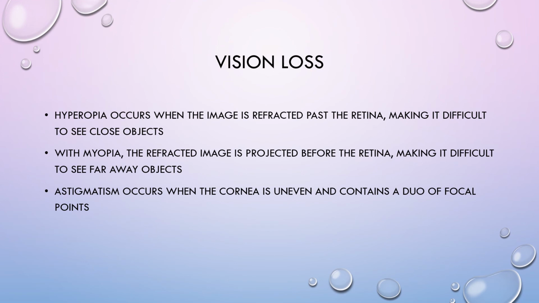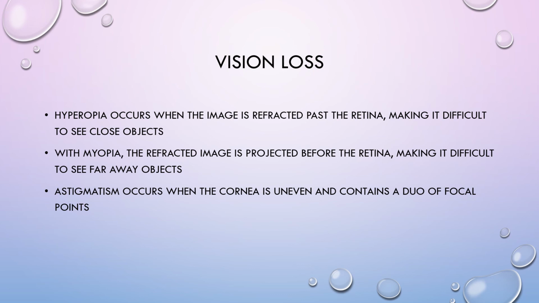Vision loss. Blurry vision is usually caused by refractive errors. Hyperopia is usually known as farsightedness and results from the incoming image being focused behind the retina. Myopia is commonly known as nearsightedness. It results from the incoming image being focused in front of the retina.